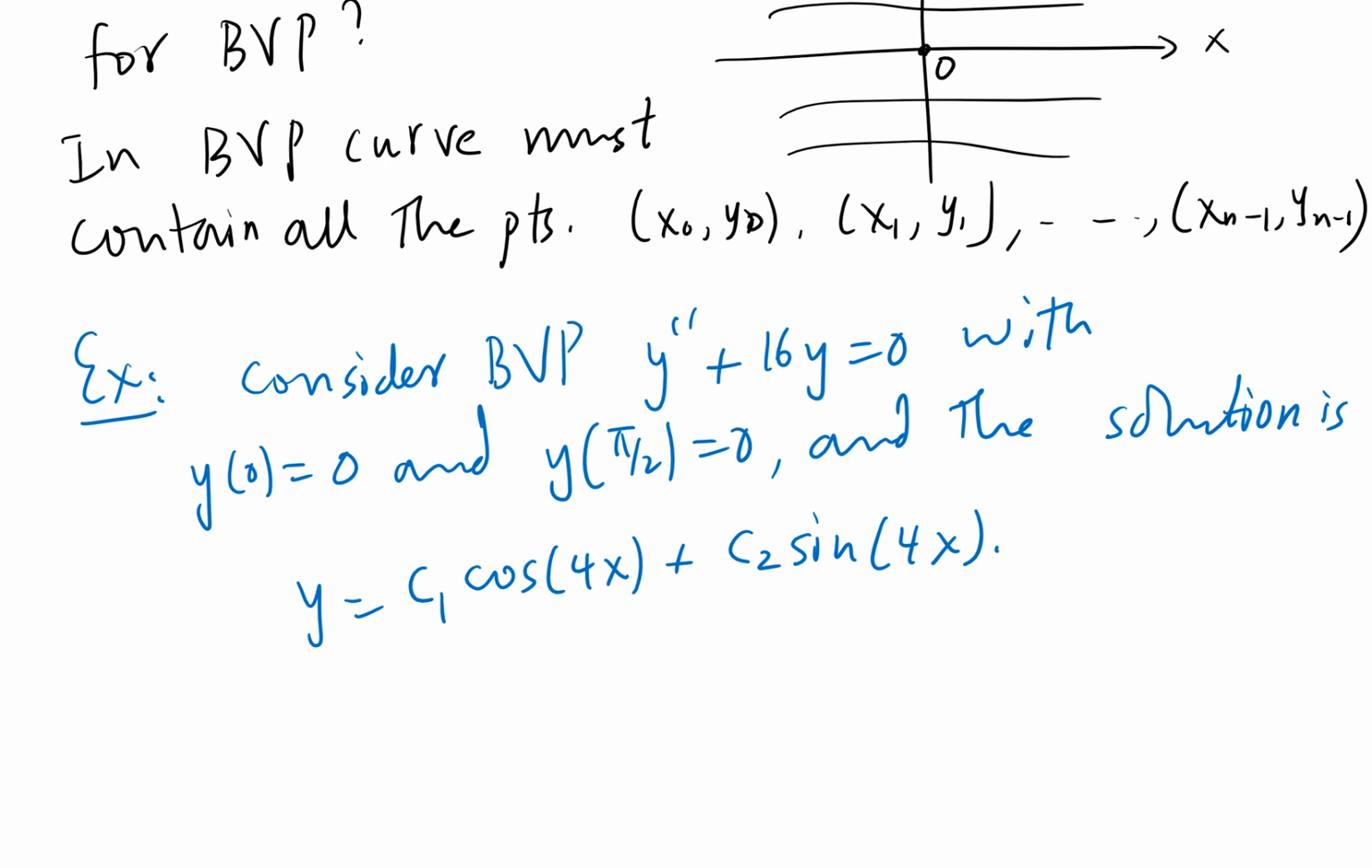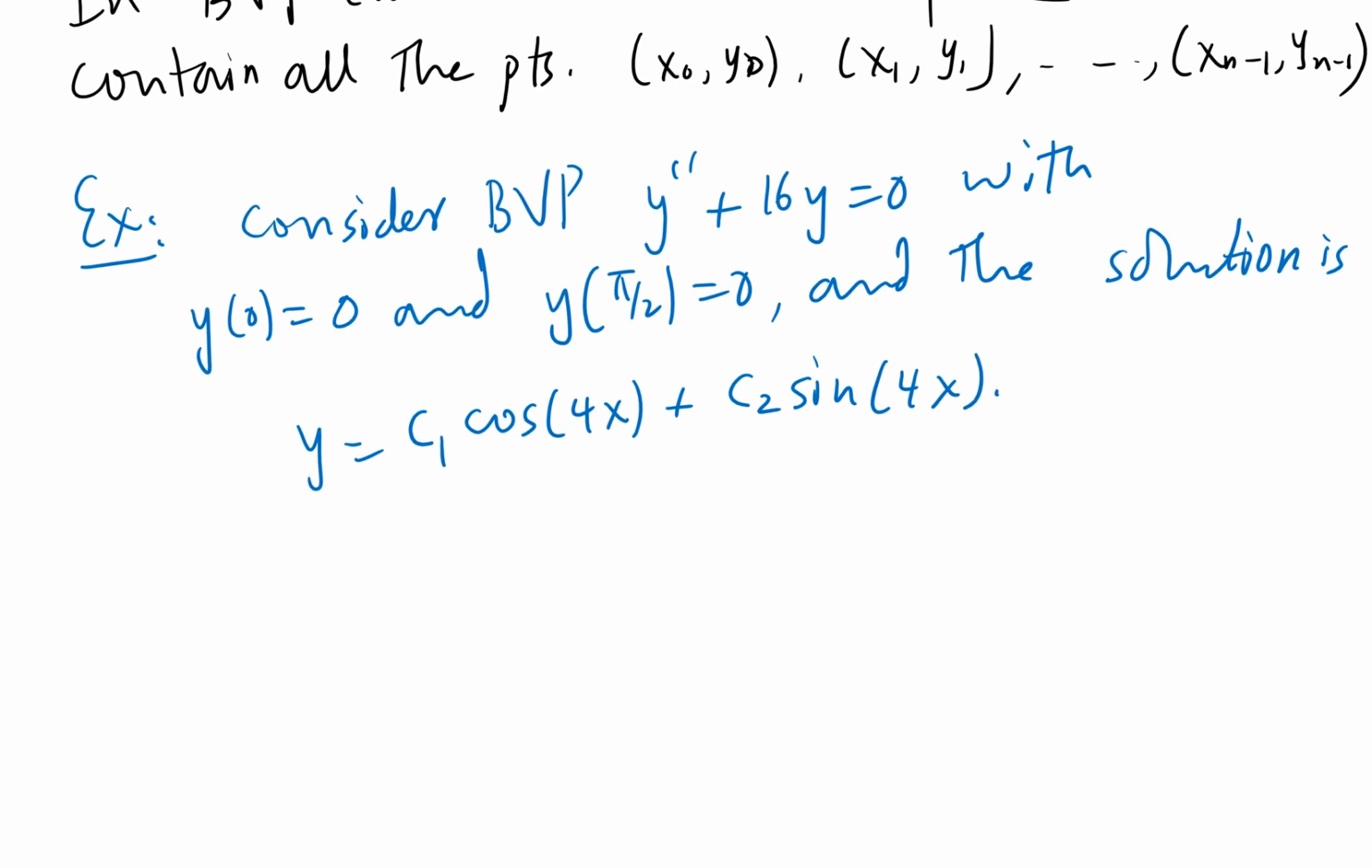How do we check this? Is there only one solution, or an infinite number of solutions, or n solutions? So we need to find C1 and C2, because the values of C1 and C2 tell us how many solutions there are. So what is C1? What is C2? Well, let's look at the first condition. y of 0 equals 0. That's the first condition.